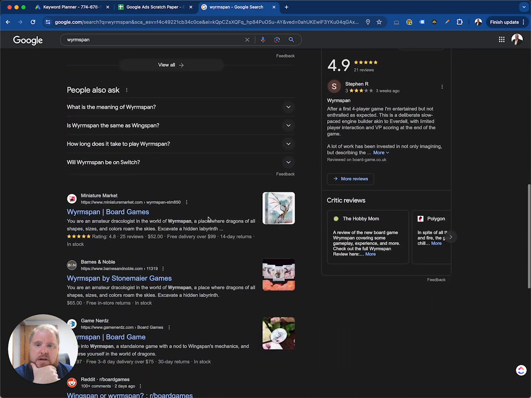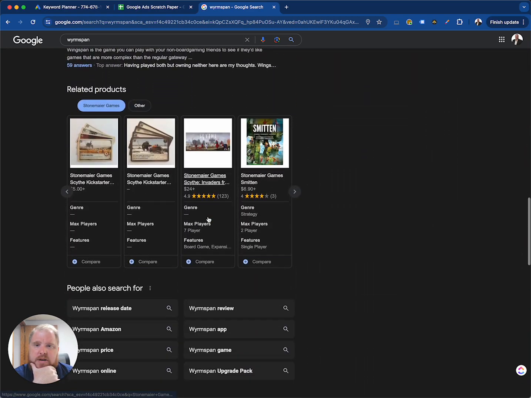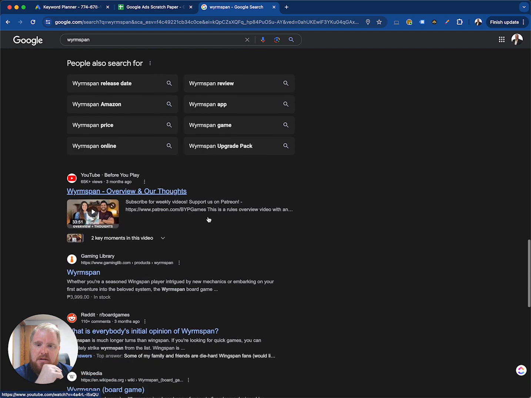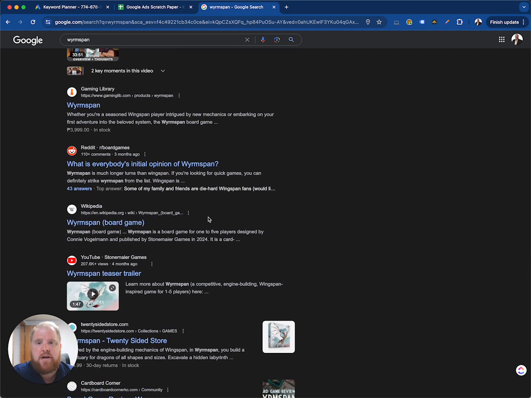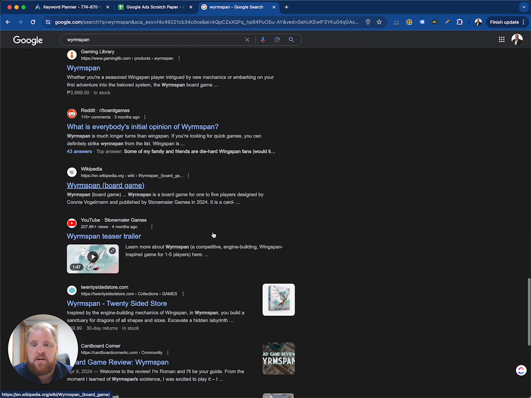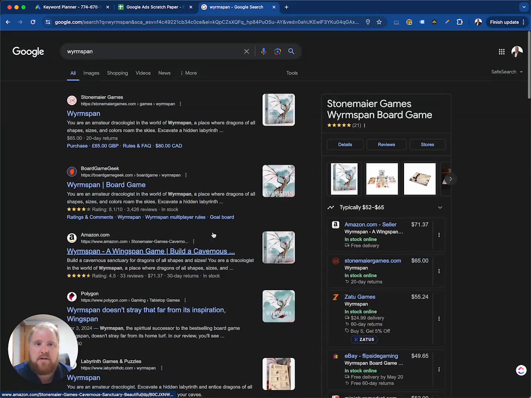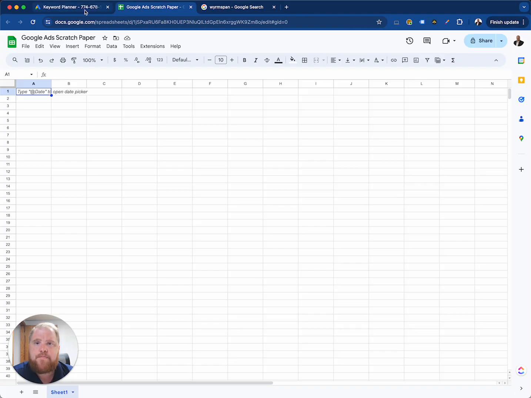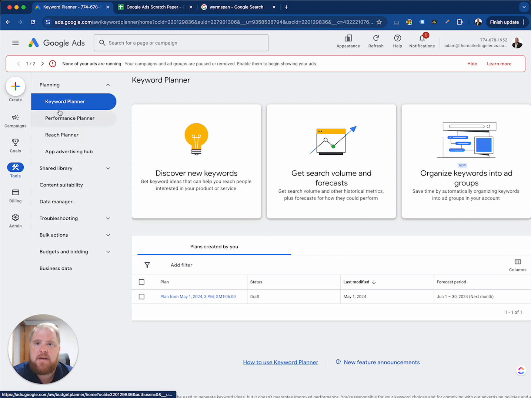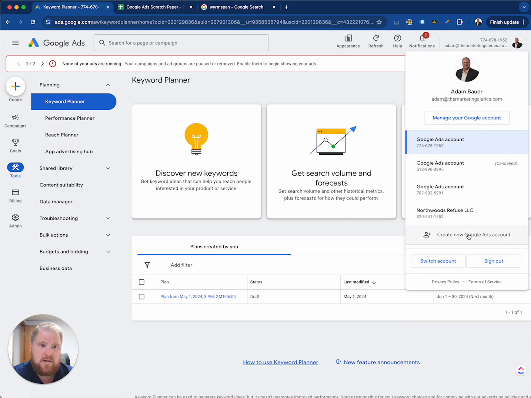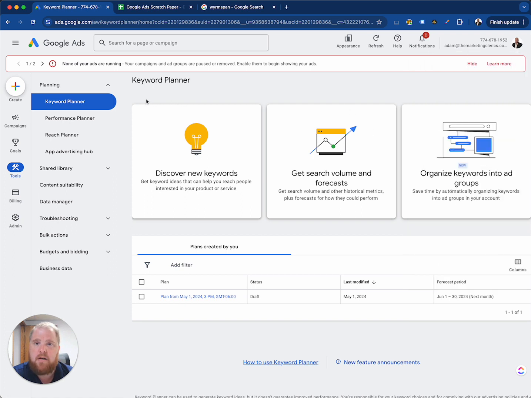So you want to sell that Wormspan board game. It's going to be a little tricky to get some of these keywords, just because the manufacturers and the developers are also putting their content out there. But we want to start with the keyword planner in Google Ads. To set this up, you need to create your own new Google Ads account. You will need to put in a credit card, though you don't have to create an ad or anything like that. So you'll need some sort of payment method to set it up.